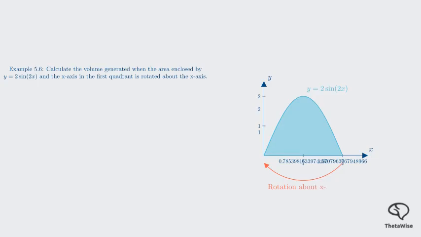Step 2. Choose a method. We are rotating about the x-axis. The disk method uses a perpendicular strip, which in this case is a vertical strip. The shell method uses a parallel strip, which is a horizontal strip.